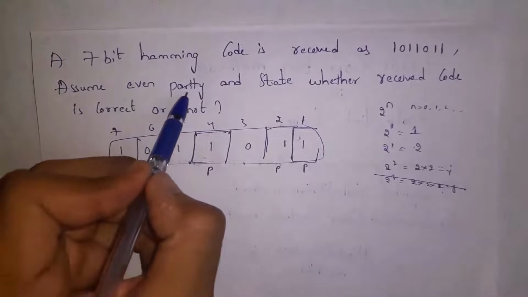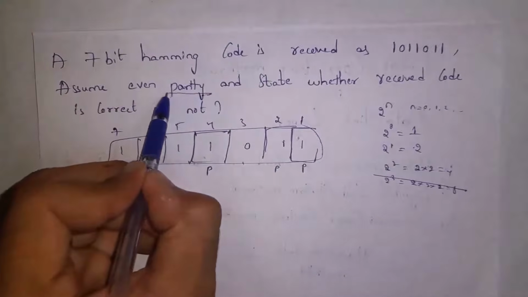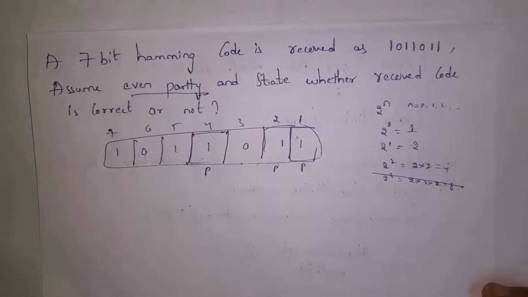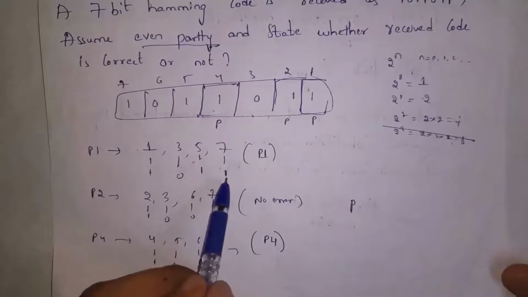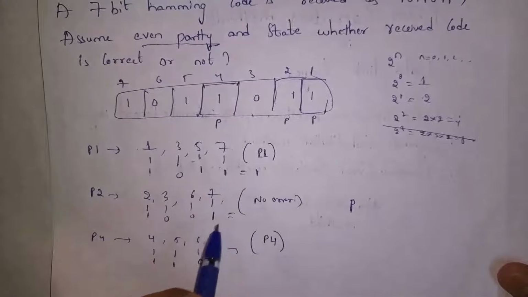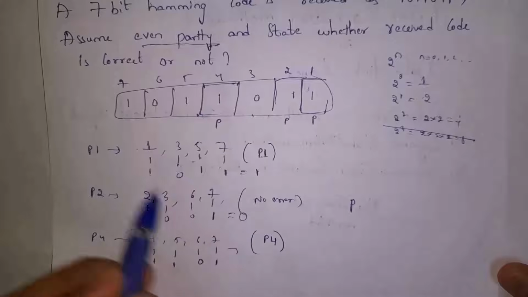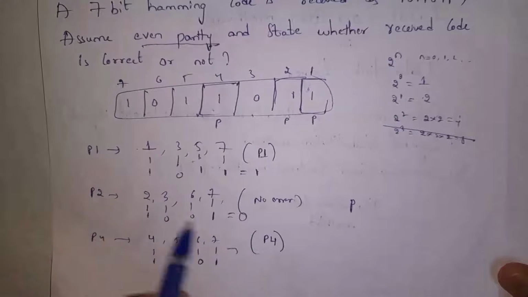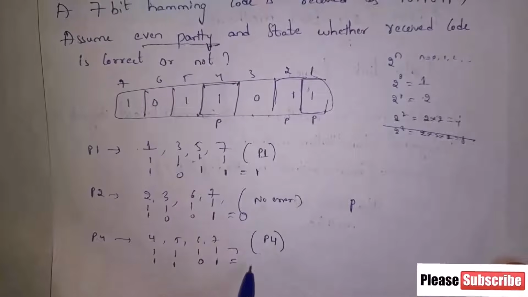Guys, in the question they gave even parity. Even parity is nothing but all parity bits must contain an even number of ones. If there are any odd number of ones in parity bits, then our data contains errors. Thus, if there are an odd number of ones, the parity value is 1 and if there are an even number of ones, the parity value is 0. So P1 value is 1, P2 value is 0 and whereas P4 contains an odd number of ones. So P4 value is 1.